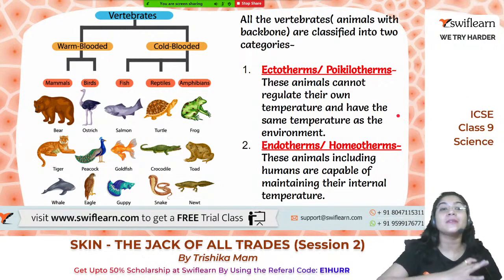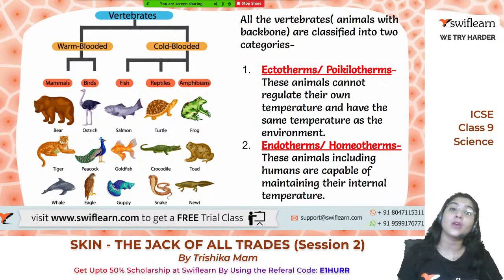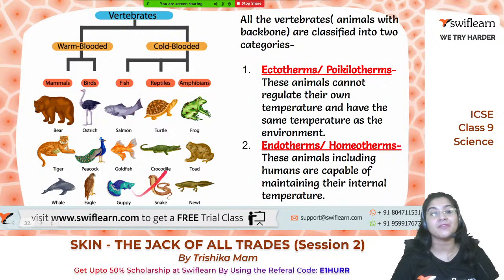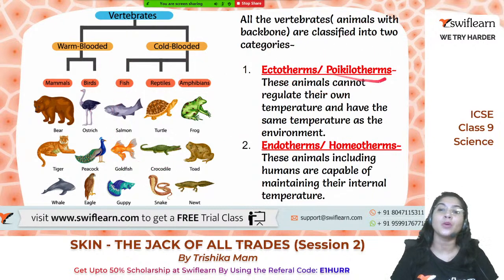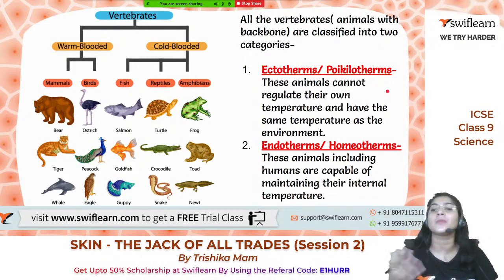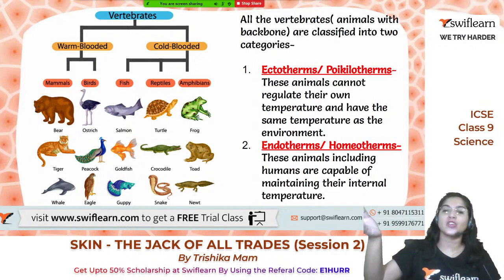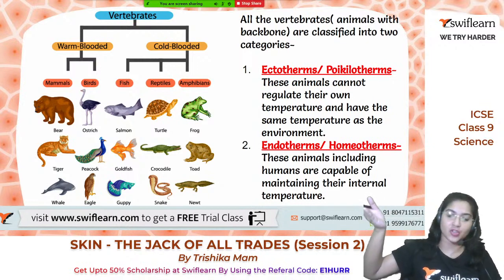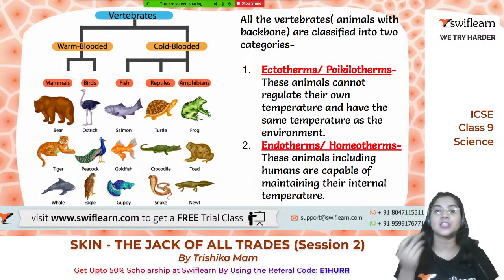So warm blooded animals कौन है? All birds and all mammals. और cold blooded में कौन कौन आते हैं? All the different types of fishes, the different reptiles and amphibians, right? Now ये cold blooded animals जो है, इसको हम ectotherm और poikilotherms भी कहते हैं. Why? Because they cannot regulate their body temperature. उसका body temperature vary करता है. When the temperature is different, their body temperature is also different. When the temperature in the environment is hot, their body temperature also varies.